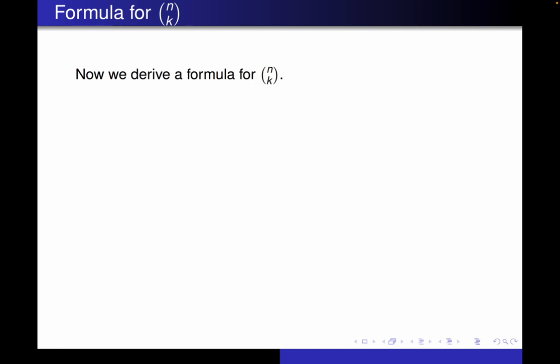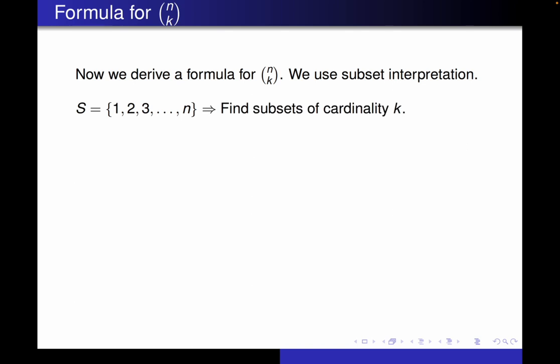All right, so now I promised you we'd derive the formula for n choose k, and that's what we're going to do here before I send you off to the next problem set. We could use any interpretation we want. I'm going to use the subset interpretation. There's a similar one for bit strings and for lattice paths. So our set is all the numbers 1 through n, and we want to find the subsets of cardinality k. That's probably the easiest one to do.